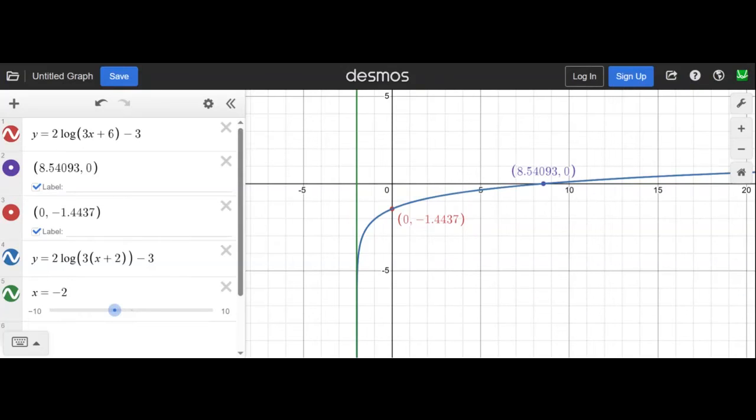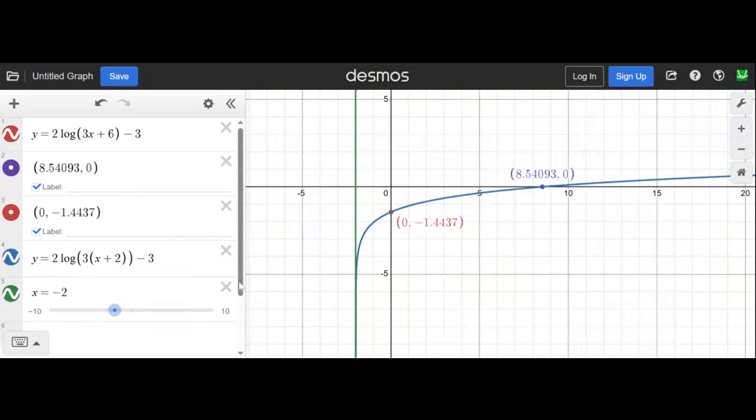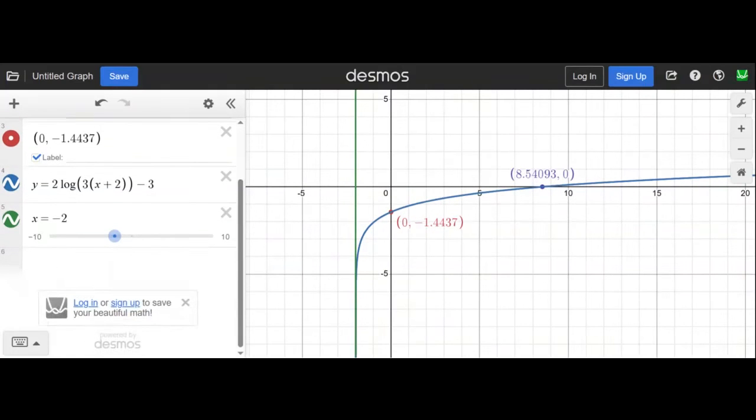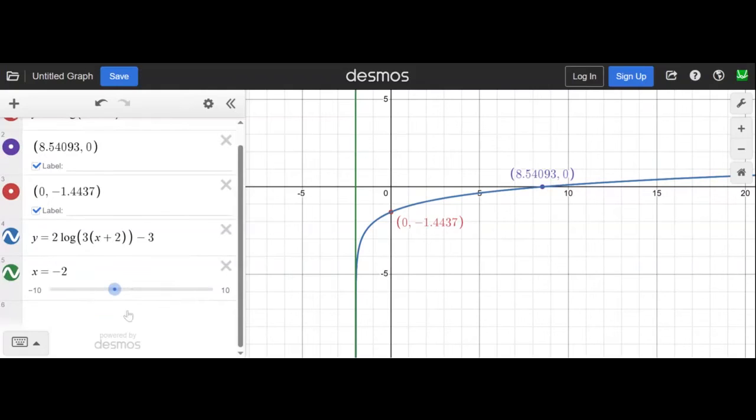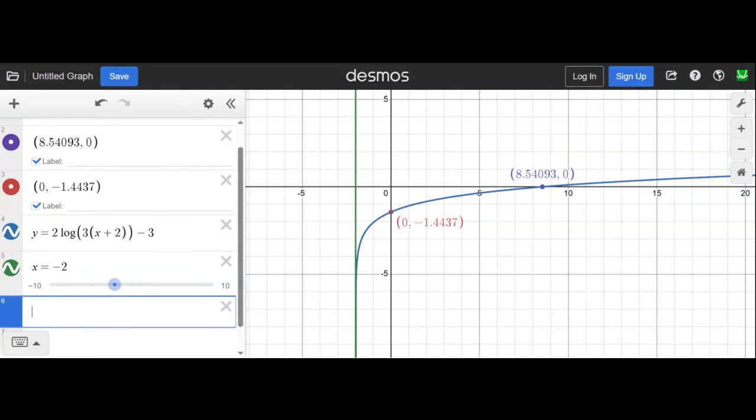Some people asked me what happens if I change this positive 2 to something bigger in the beginning. I can do that for you guys. So I'm going to write down the same function in here, just showing you that, making it y equals, instead of 2, I'm going to put 5, for example. 5 logarithm of the same thing. I have 3 bracket x plus 6 bracket minus 3, and that's going to be like this.